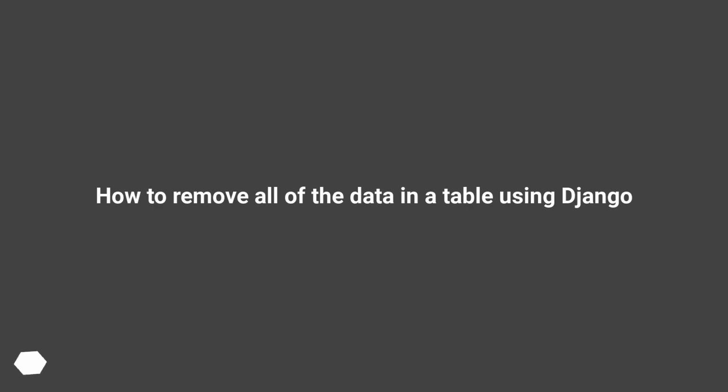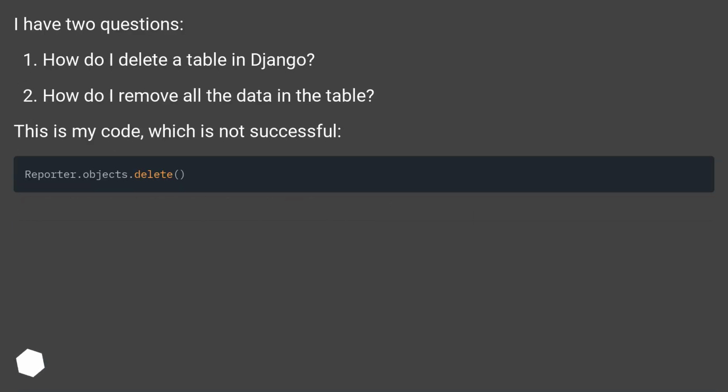How to remove all of the data in a table using Django. I have two questions. How do I delete a table in Django? How do I remove all the data in the table? This is my code, which is not successful.